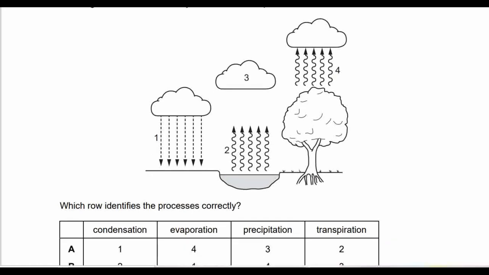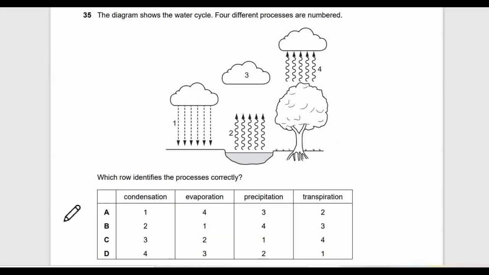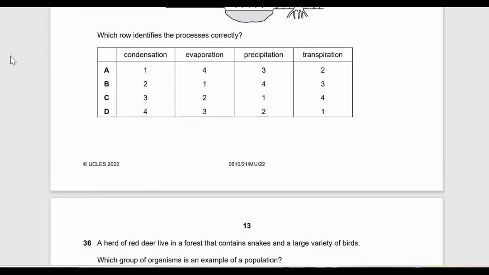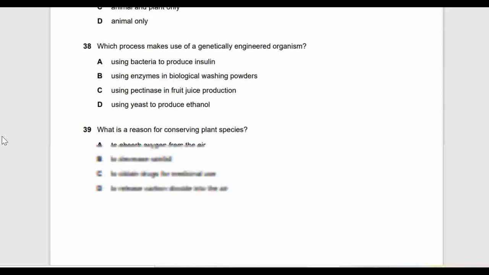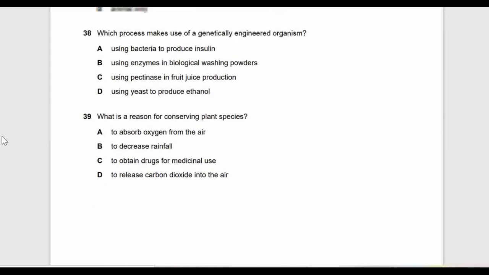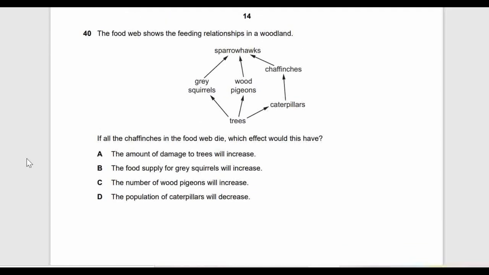And this is 35. This is the whole question of 35. And this is question 36, 37, 38. Here we go, 39. And last is 40. So that's all. You may pause this video and do the questions and then match your answers with our discussions.